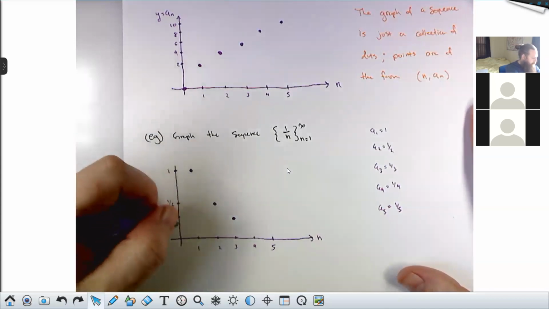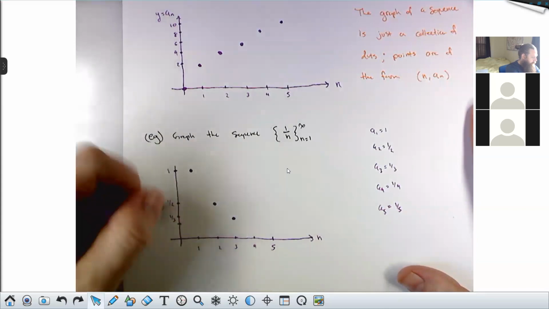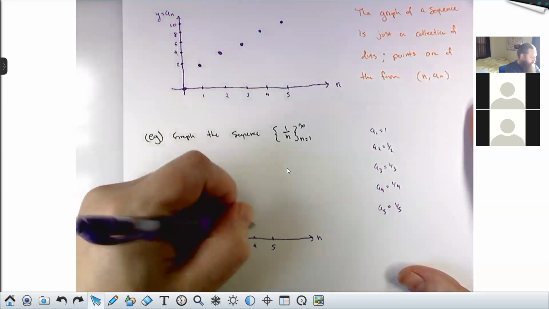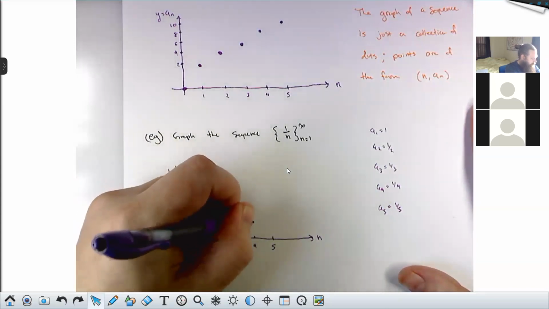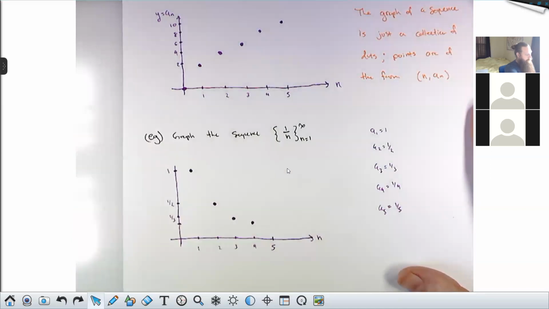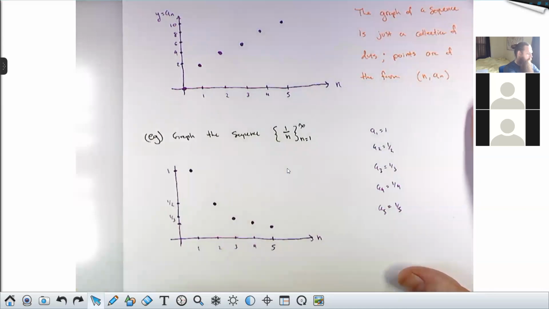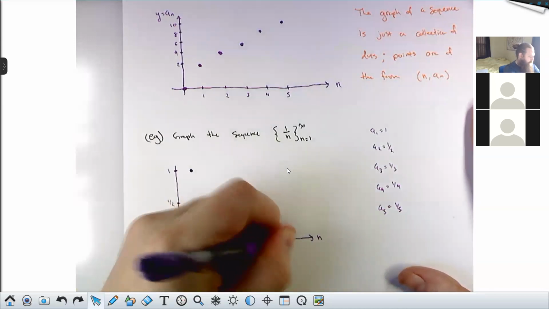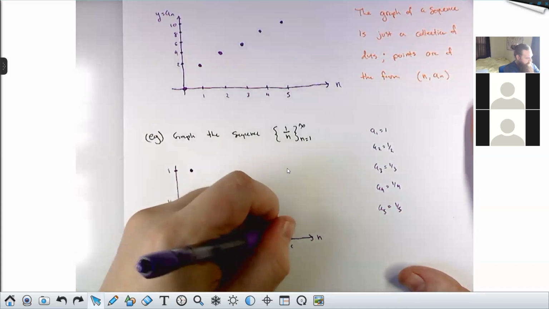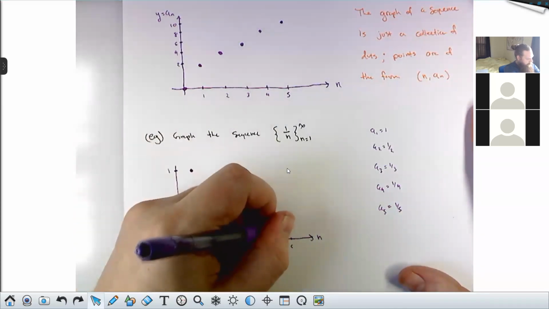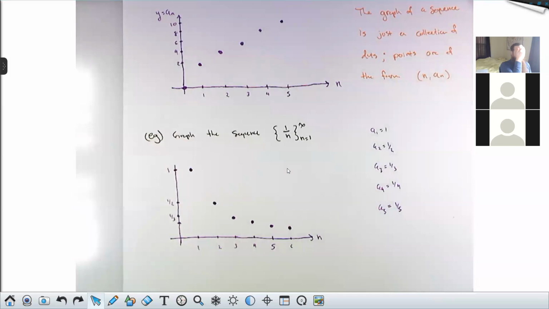A4 is 1/4, is exactly halfway between 0 and 1/2. I don't have the space to label it there, but somewhere around there. A5 is 1/5, is a little smaller, like this. The next term of the sequence would be 6 comma 1/6, which would look like this, and so on. So this is the graph of the sequence 1 over n.